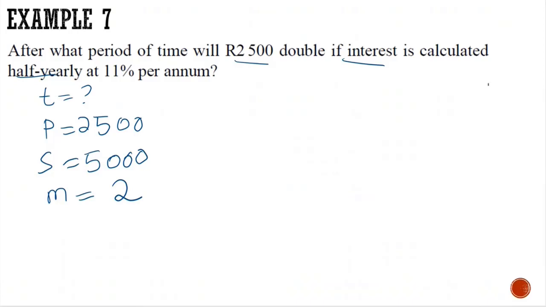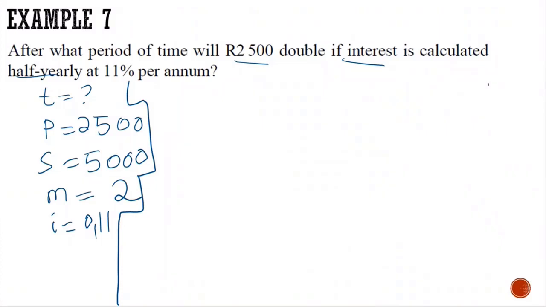It is compounding twice. That's what half yearly means. If it started in January, then January until June is a half, and then you start again from June to December. So you've got two groups, half yearly. That's why M is 2. So your interest is compounding twice, and your interest rate is equal to 0,11. We need to find the time. Always, always, forever, you get your formula.